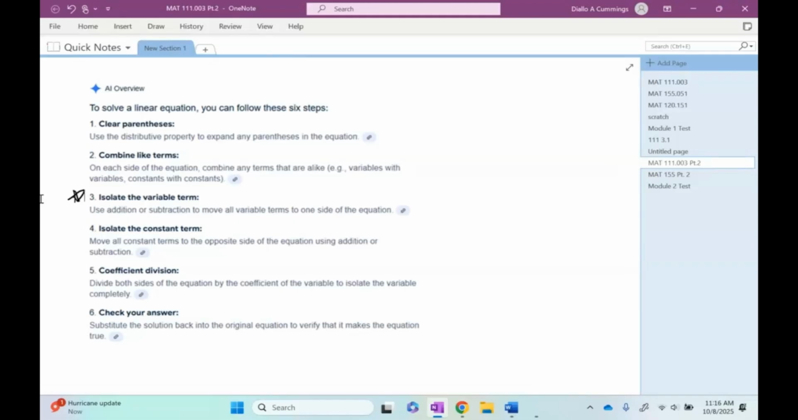Then we'll isolate for our variable. And what that means is we'll take any coefficient and we will multiply or divide, because we only want the trig function by itself, and it should have an understood coefficient of 1, just like any linear equation. And then the 6th step is the check.